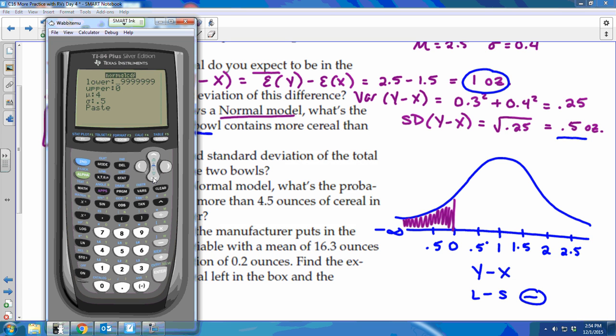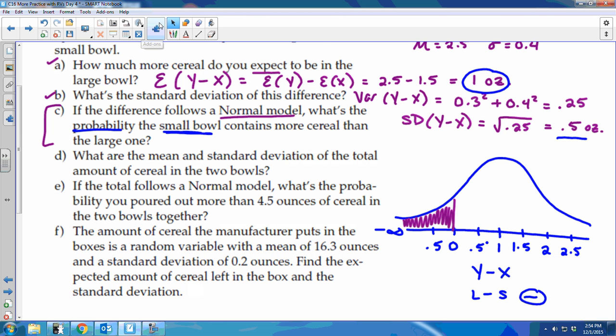And before, I always made you use z-scores. In this case, we've kind of moved beyond that. So I want you to be able to answer the question without having to calculate z-scores as well. So your mean is 1, and your standard deviation is 0.5. So you can actually input that into your calculator. And so it tells us the probability is 0.02.